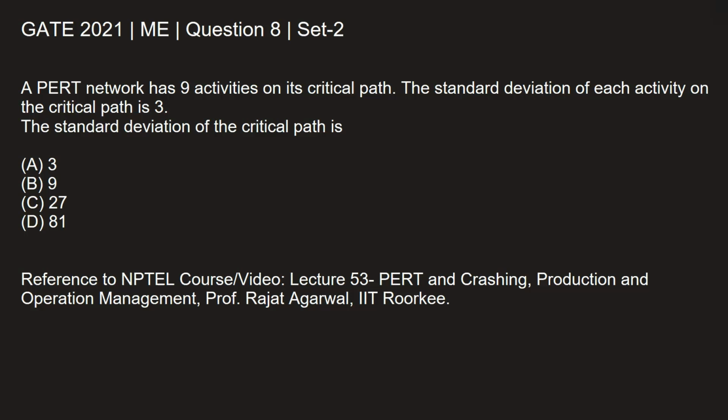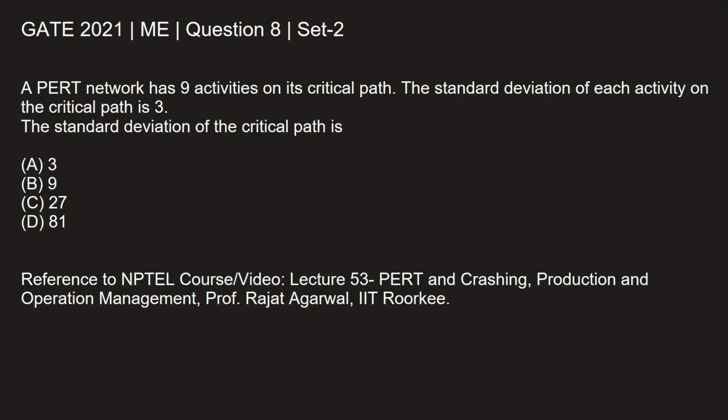This question is from GATE 2021 Mechanical Engineering. It is question number 8 from set 2. The question is, a PERT network has 9 activities on its critical path. The standard deviation of each activity on the critical path is 3. The standard deviation of the critical path is option A 3, B 9, C 27 or D 81.